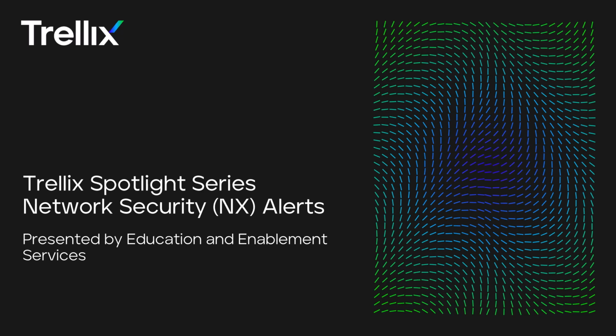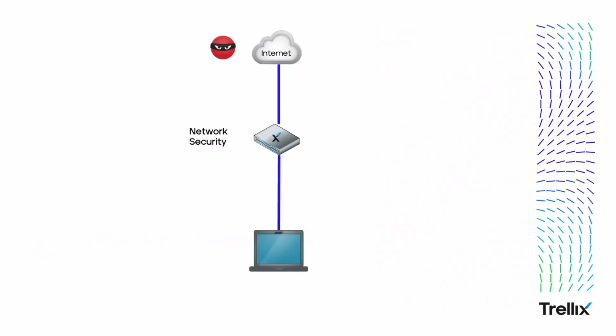Before we get into all the NX alerts, it's worth talking a little bit about where an NX sits in the environment. Take this example here. We've got a network security device, the NX, and it's sitting directly in the path of the traffic coming from the internet to a client in the environment.